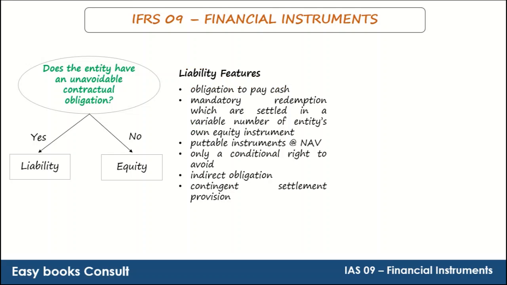We can also analyze the features of liability and equity, where the liabilities are an obligation to pay cash, mandatory redemption, which are settled in a variable number of the entity's own equity instruments, and it is only a contractual or a conditional right to avoid indirect obligation and contingent settlement provision.